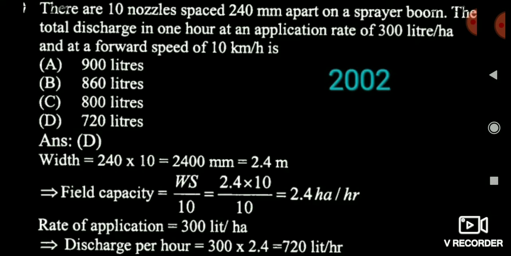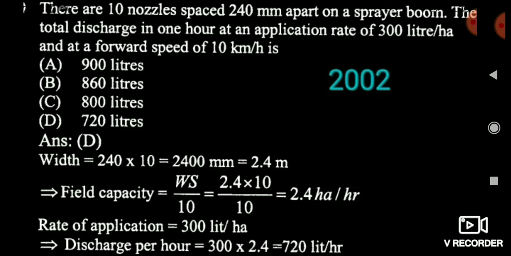10 nozzles with a spacing of 240 mm apart. And it has a total discharge in 1 hour is 300 liters per hectare. And forward speed is 10 km per hour. Now friends, it is asking the total discharge, and the application rate it has given, that is 300 liters per hectare. So friends, whenever questions come like this, the first thing you should do is calculate the field capacity.